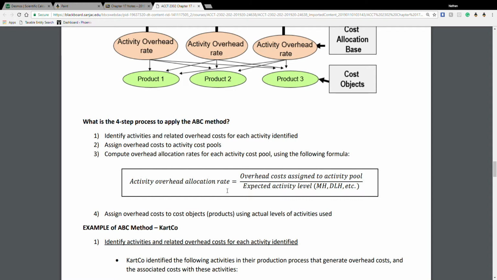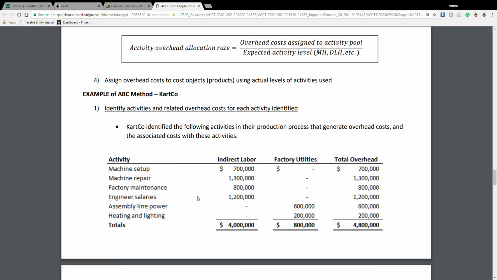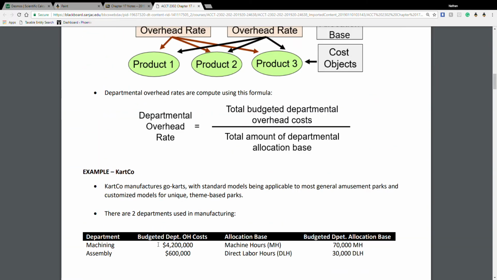So again, going to our Cartco example, we're going to now take what we know and change it up a little bit. We're going to put their method now to ABC. So again, first step is to identify the activities and related overhead costs for each of the activities identified. Here, they basically separate all the machinery and assembly and made it either indirect labor or factory utilities. Okay, still it's 4,800,000. Same thing up here. If I added both of these together, our budget department overheads, it'll still equal 4,800,000. We're just not using departments anymore.